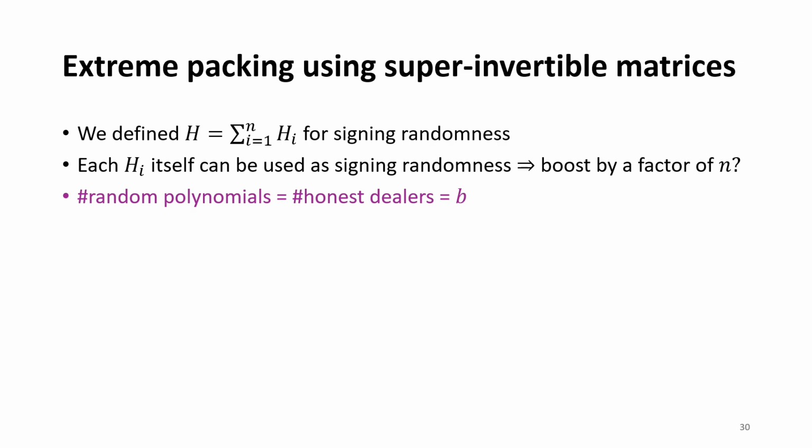So recall that we define the signing randomness as the sum of all the polynomials, and this is actually overkill, because if each Hi itself is random, then why not use it as a signing randomness? That means if every party is honest and every polynomial is random, then we can boost by a factor of n. But looking ahead, we also want to consider the case where malicious parties do not share random polynomials. So in that case, the challenge is that we don't know which polynomial is actually random.